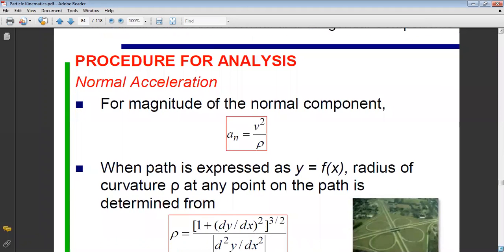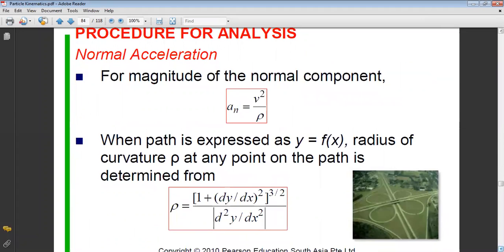Okay, now, as you know, to calculate the normal acceleration, we need the radius of curvature. This is why we will give you here a formula that will allow you to calculate the radius of curvature if you know the equation of your path. So if I give you an example, the path is expressed by y as a function of x, you can determine the radius of curvature at any point on your path using this formula.